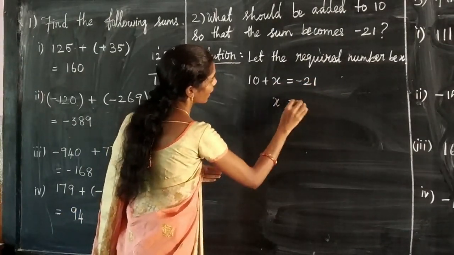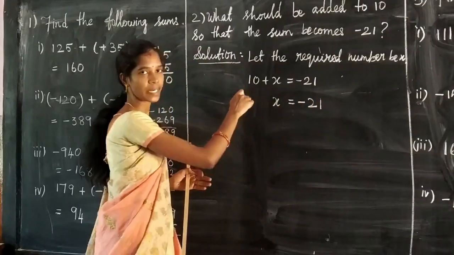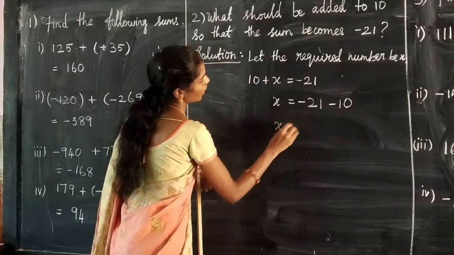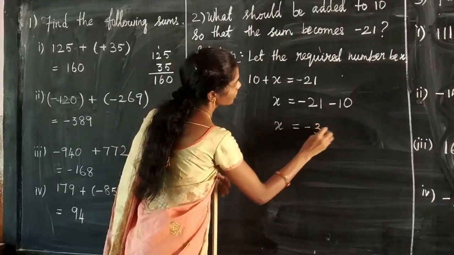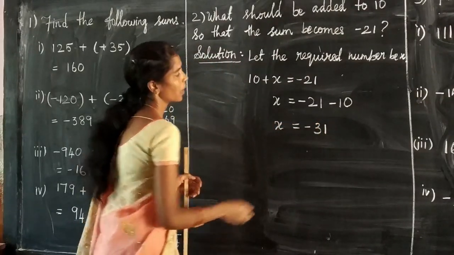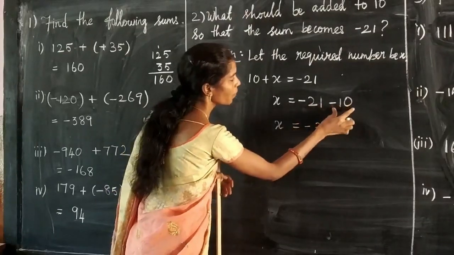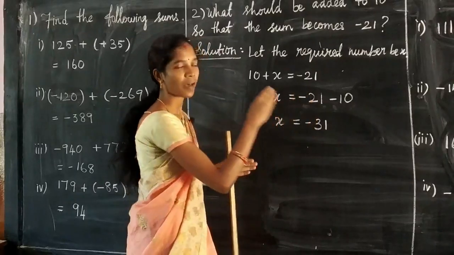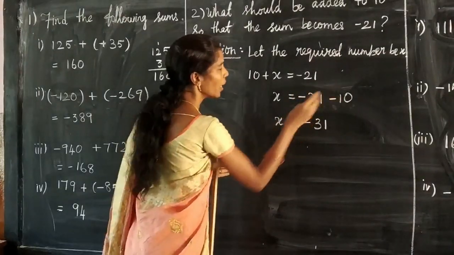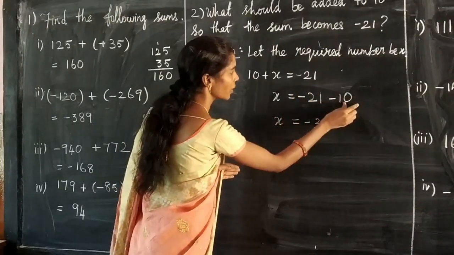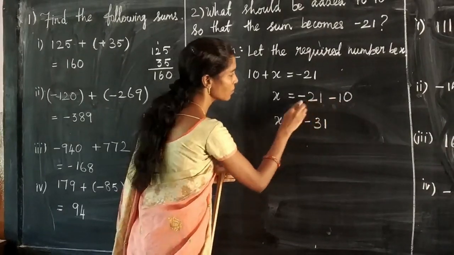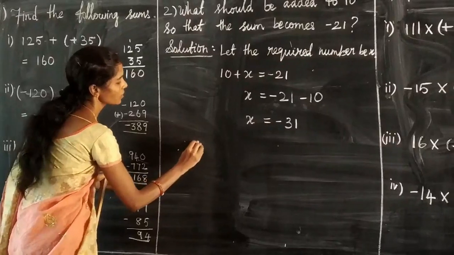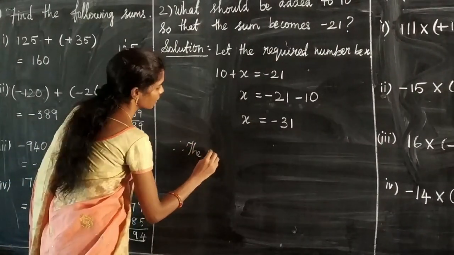x equal to minus 21, and this plus 10 goes to the opposite side, so minus 10. So x equal to minus 31, because here it is minus 21 minus 10. So we have to do addition. If the two numbers have the same sign, we have to do addition. So we added 21 and 10, we got 31, and we give the result the same sign. Therefore the required number is minus 31.